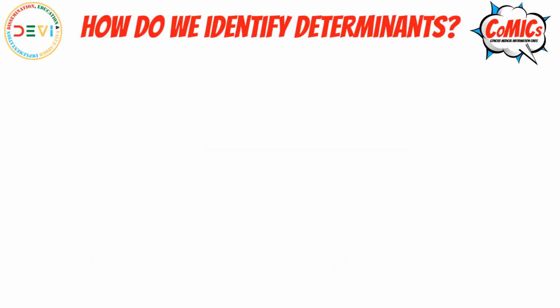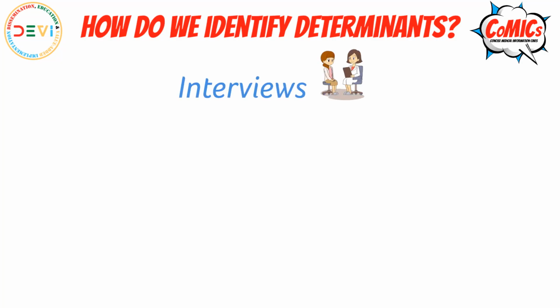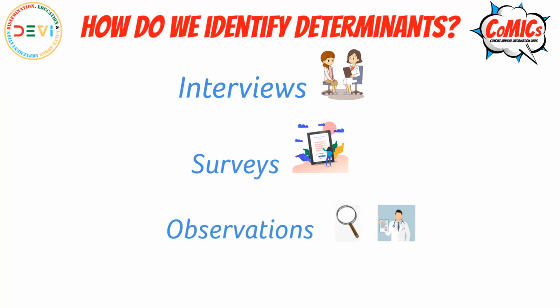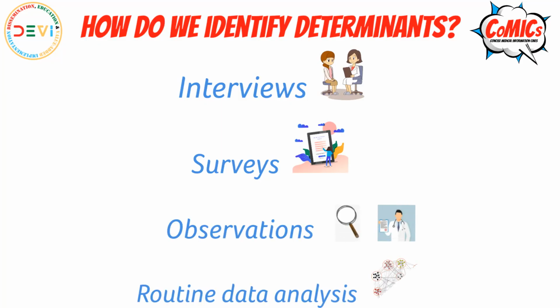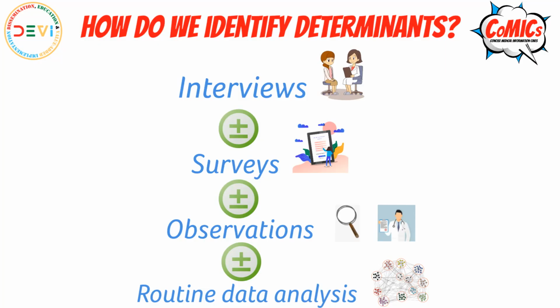So, how do we find these determinants? Interview: what makes this difficult? Survey: how common is this problem? Observation: what happens in practice? Routine data: what does the data tell us? Using different methods gives us a fuller picture of what is happening in the real world.